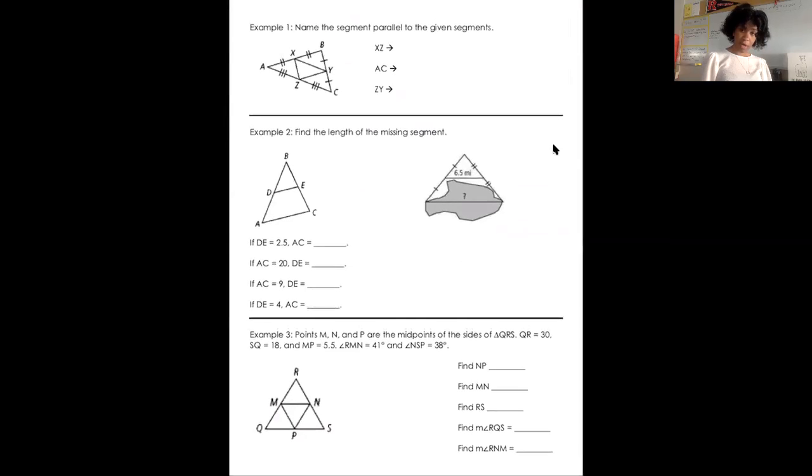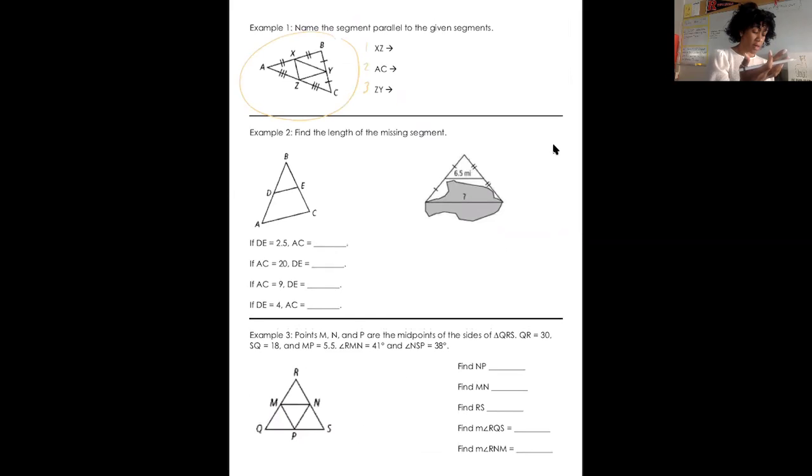So let's put this into practice. Example 1, name the segment parallel to a given segment. If you have a highlighter at home, I suggest you highlight it. Draw this picture, copy this picture in your journal, and copy down these 3 examples. 1, 2, 3. So I like to highlight my given information, or what I'm looking for.